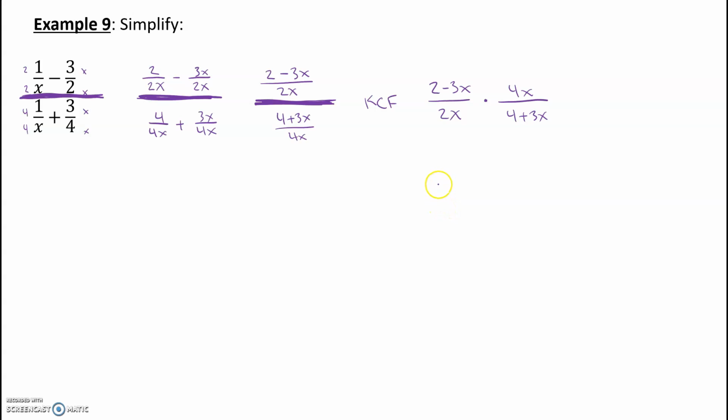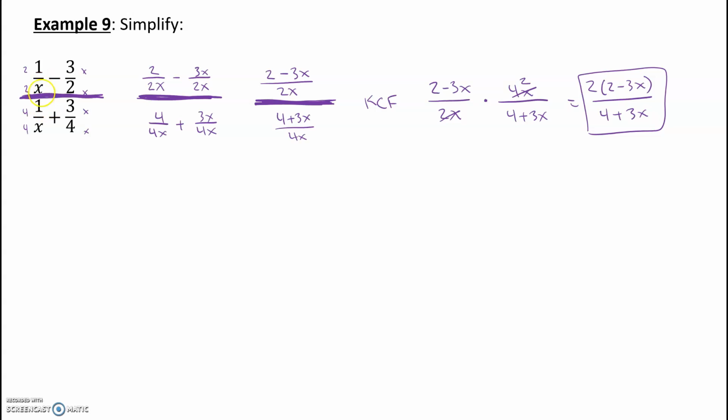And now it goes back to what we talked about yesterday, multiplying. See if you can eliminate anything. I know divide by 2x, divide by 2x. All right. I don't see anything that'll cancel out there, so I'm just going to go ahead and write this. We got 2 times 2 minus 3x over 4 plus 3x. And we're done. I don't see anything that simplifies.